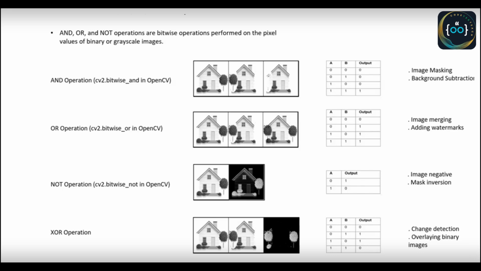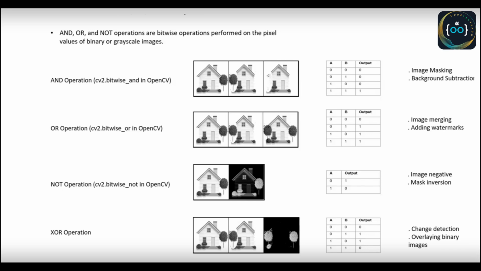For each pair of corresponding pixels in the two images, the XOR operation gives a true output, that is, a non-zero output, if the pixel values are different, that is, one is true and the other is false, and a false output, that is, zero output, if the pixel values are the same, that is, both are true or both are false. In the context of image processing, XOR can be useful in a variety of situations.